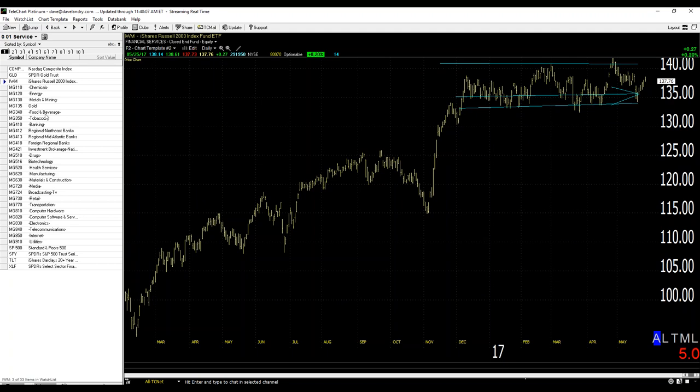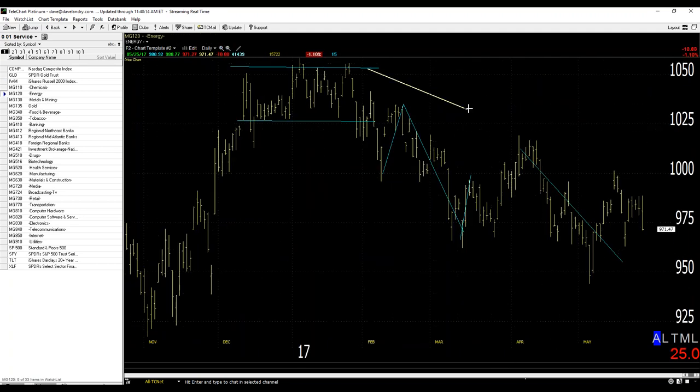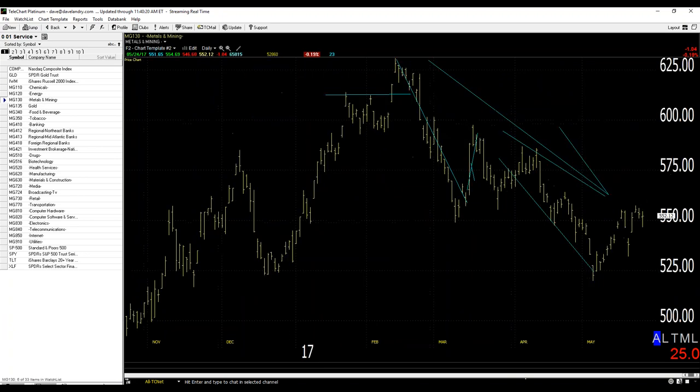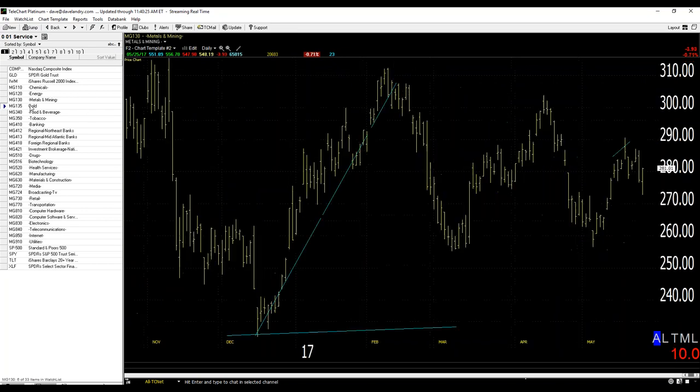Okay? Now, not all is great in the world. Some of these commodity-related areas, like the energies, are looking a little dubious, or still looking dubious in here. They've been really choppy, but as a general statement, as you can see, they've worked their way lower. Metals and mining also a bit questionable in here, as you can see. Gold is just kind of all over the place.